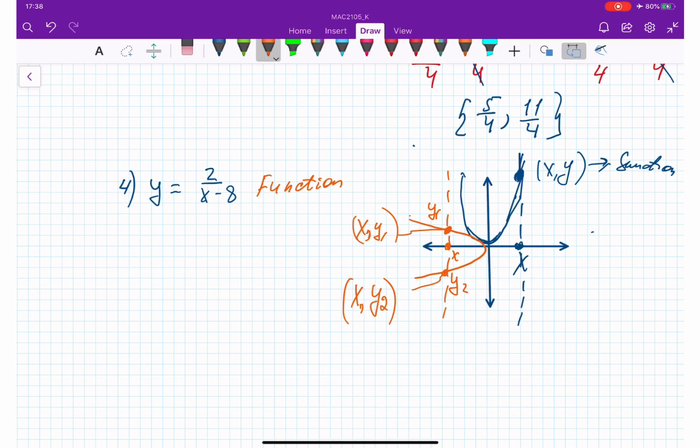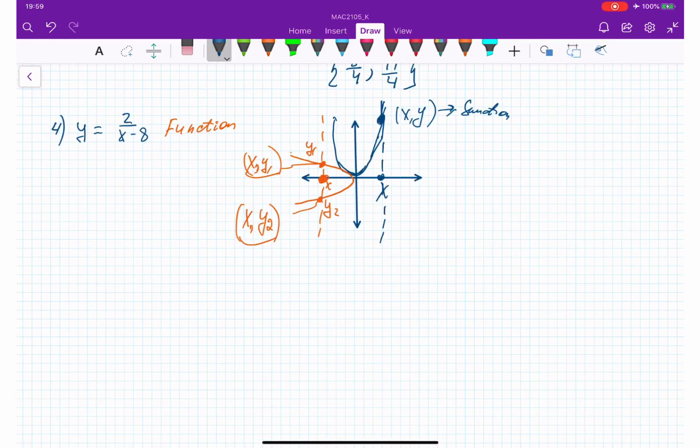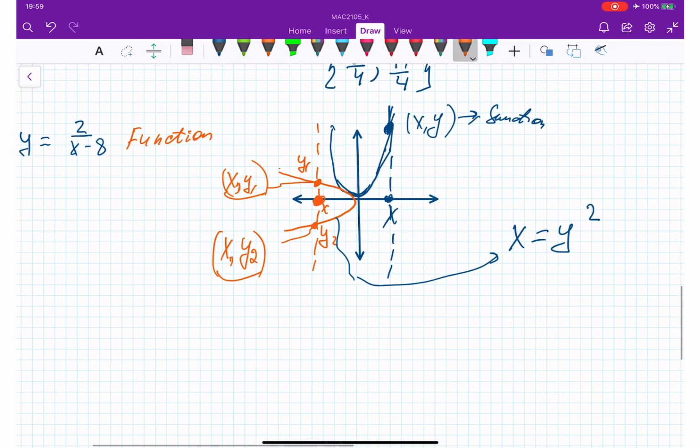Now let me bring you an example of when we wouldn't have a function. If I take x is equal to y squared, it's going to be this graph. This graph with this orange color is x equals y squared. So on the graph we see that it's not a function because every x has two y's, right?